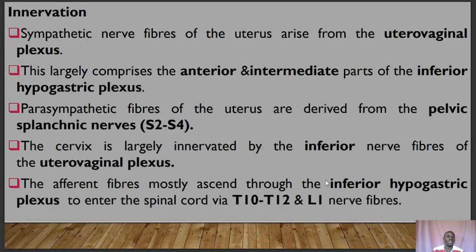In terms of innervation, we have the sympathetic nerve fibers of the uterus arising from the uterovaginal plexus. This largely comprises the anterior and intermediate parts of the inferior hypogastric plexus. Parasympathetic fibers of the uterus are derived from the pelvic splanchnic nerves, S2 to S4. The cervix is largely innervated by inferior nerve fibers of the uterovaginal plexus. The afferent fibers mostly ascend through the inferior hypogastric plexus to enter into the spinal cord via the T10, T12, and the L1 nerve fibers.